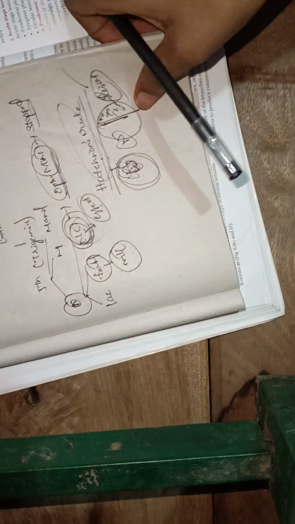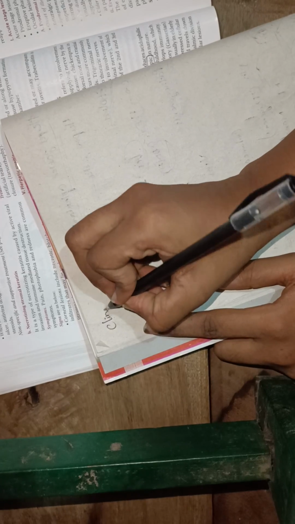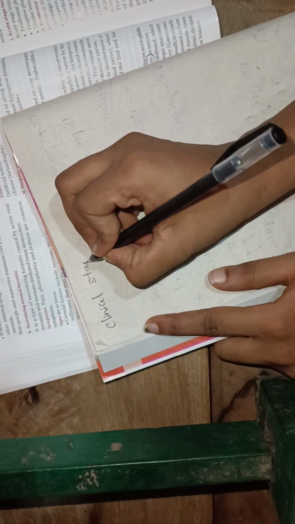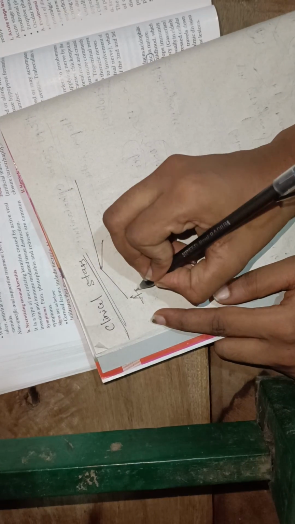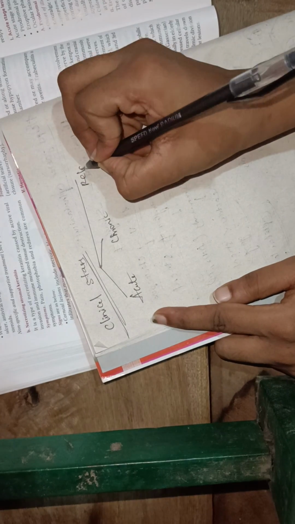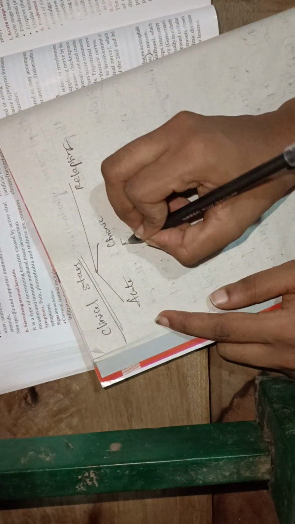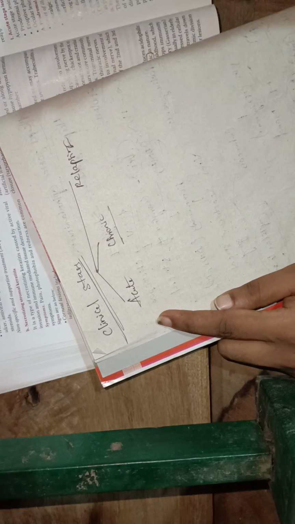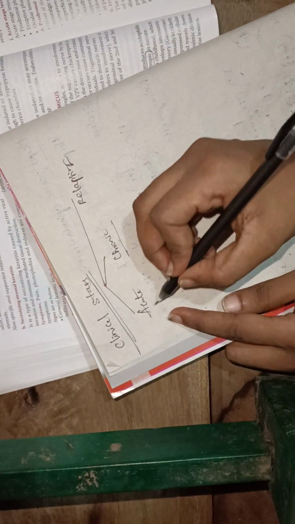Okay, next I will discuss the clinical stages. There are three types of stages: acute, chronic, and recurrent or relapsing. Acute means less than a few weeks, chronic more than years, and relapsing means that after years, like 10 years, it undergoes relapsing. First we should discuss the acute stage.